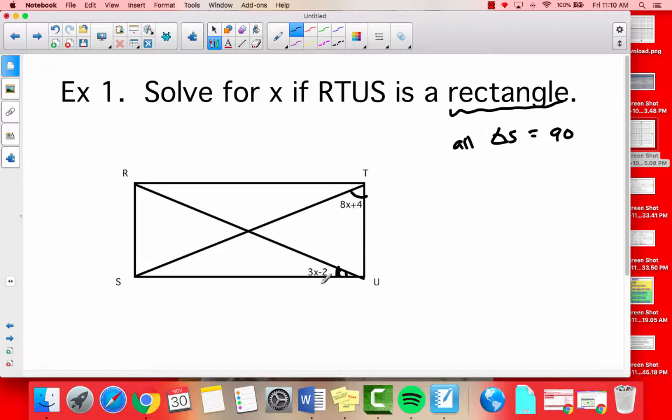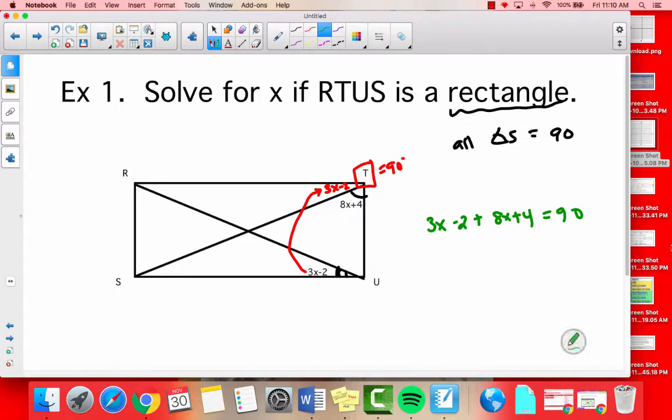Well, notice these are not the same size, but we know that one whole angle, maybe angle T, will equal 90 degrees. And right now, all we have is part of angle T. We just have this little part here. But because it's a rectangle, we know we can move this up here to put a 3x minus 2 in this little corner, because all these angles are congruent now. And so then I can set up an equation, and I can say that 3x minus 2 plus the 8x plus 4 is going to add up to equal 90 degrees, because these two angles together make up all of angle RTU, or angle T.